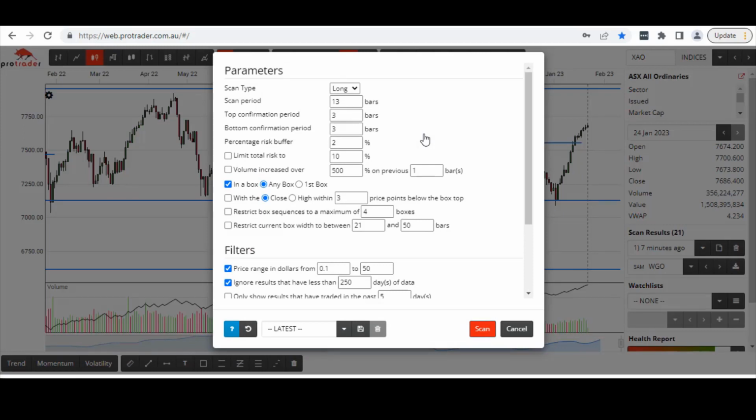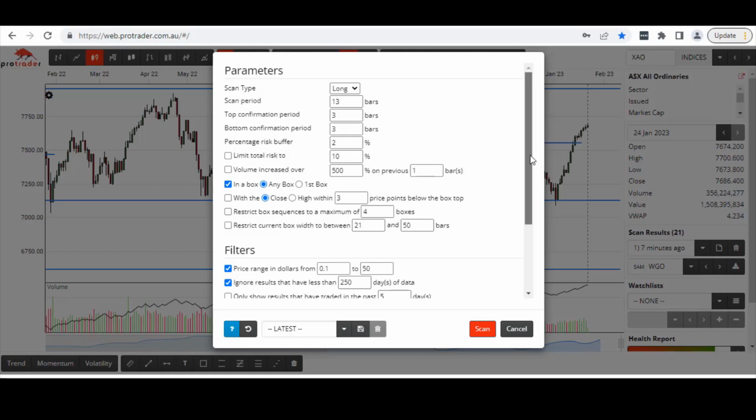So going into Darvas scan, leaving this as long, we're changing the scan period to 13 days. We just want to keep it short. This all stays the same. Top confirmation is 3 bars, bottom is 3 bars, percentage risk is 2%. So the only box we want to tick is in a box, any box.